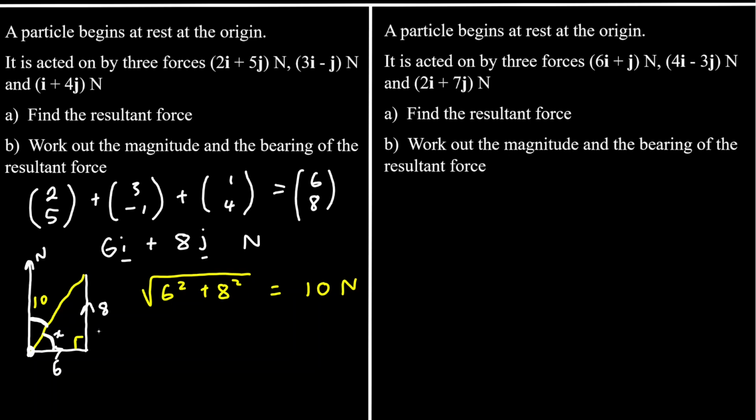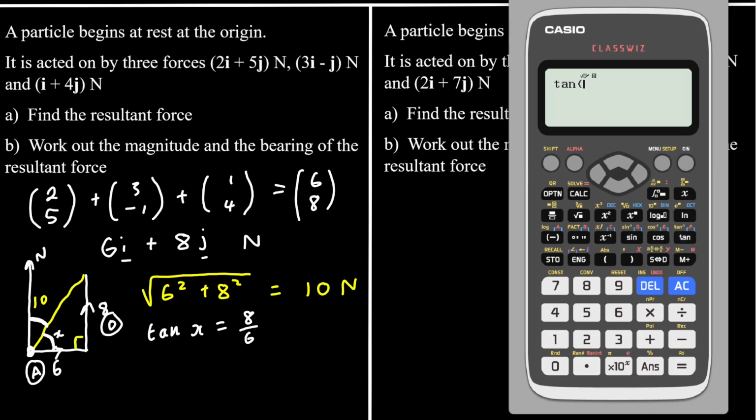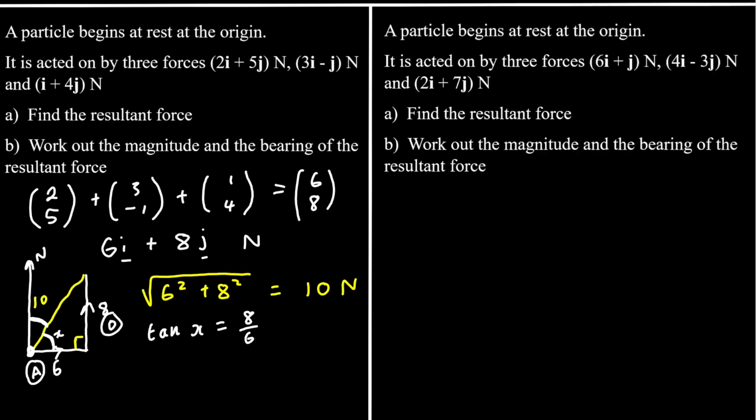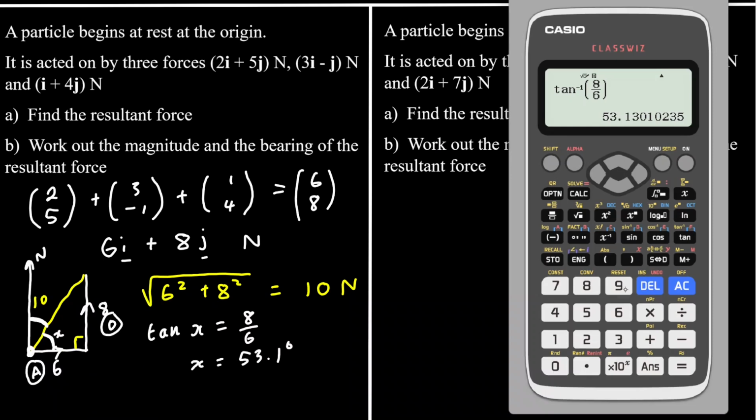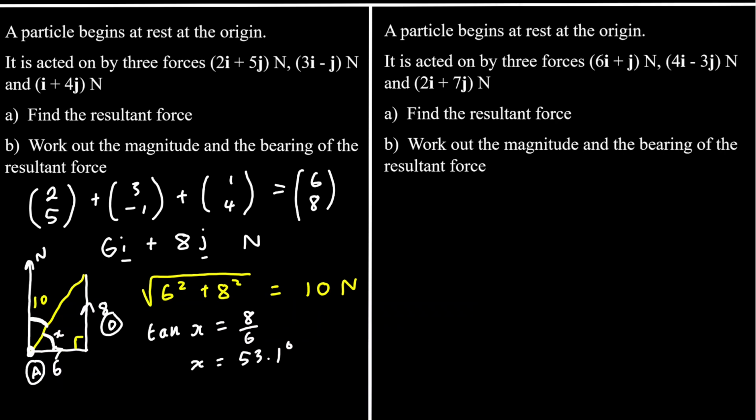I'll do that. So we've got the opposite and the adjacent. So tan x is TOA, 8 over 6. Shift tan 8 over 6 gives us 53.1 degrees. So 90 take away the answer is 36.9 degrees.